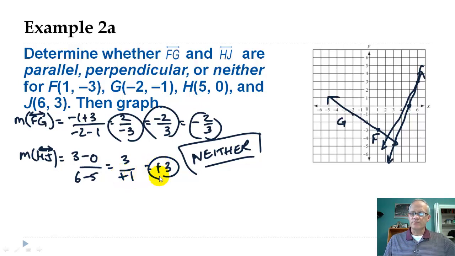What should it have been? 6. What's 6 minus 5? +1. So this still doesn't change our answer here. It's still neither. But you notice when I graphed the line here, what was I thinking?